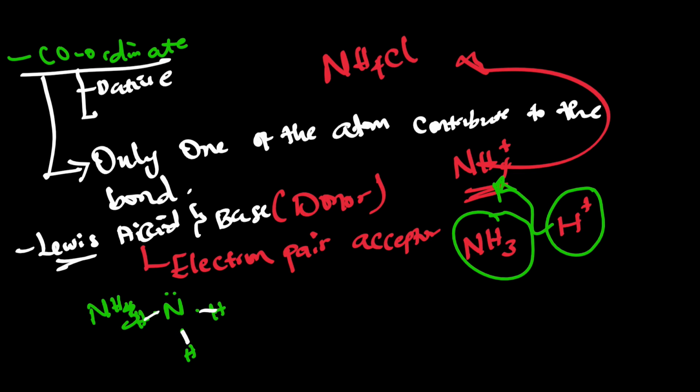Right? I talk about how this structure came about in my previous video. So something like this. There is a lone pair. There are two electrons that are separate. There is a lone pair of electrons here.